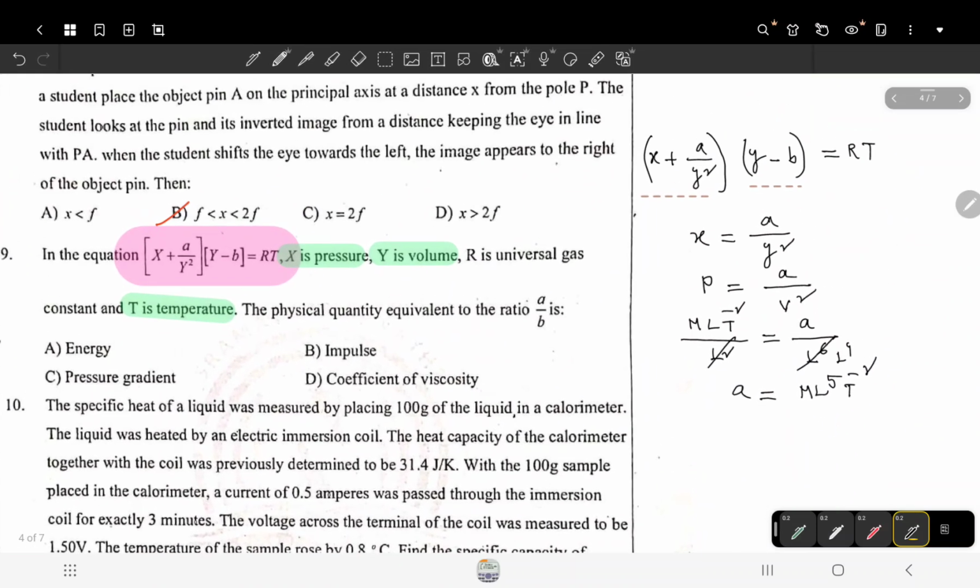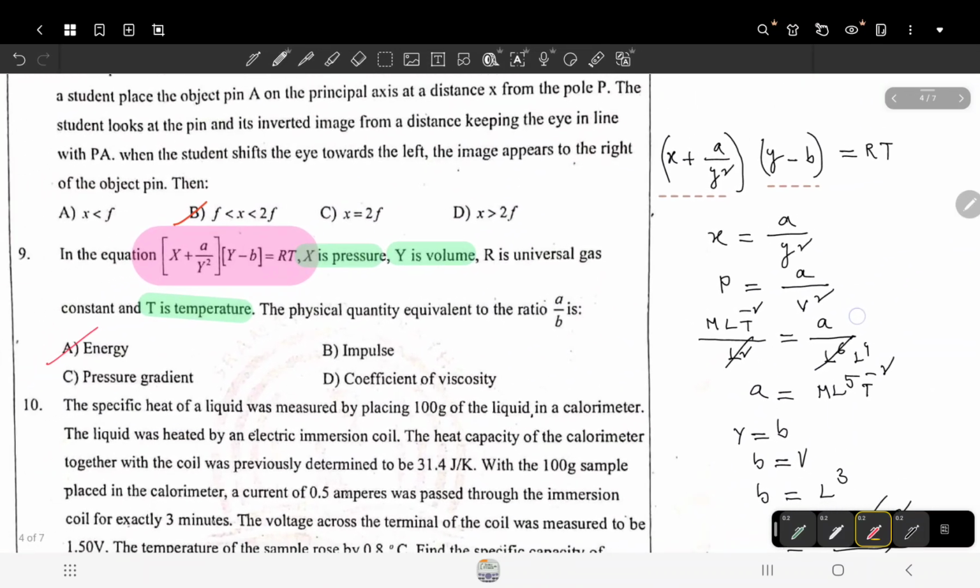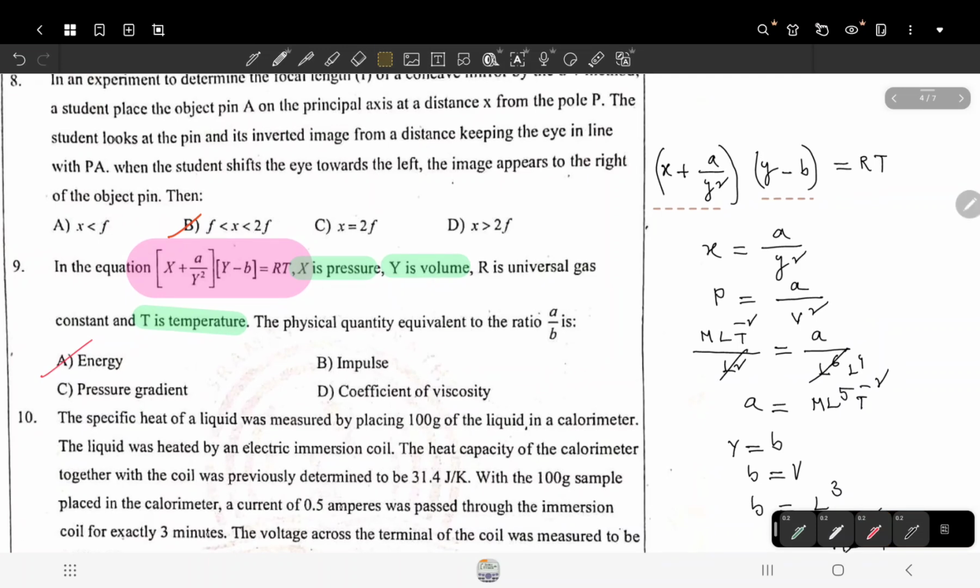And what about b? Here we know that y and b both have the same dimension. Therefore y is equal to b, and b is equal to volume, so I have l cubed. Therefore he is asking a by b. If I write it as a by b, that is m l power 5 t power minus 2 by l cubed, that will be cancelled, and that will be equal to m l squared t power minus 2. m l squared t power minus 2 are the dimensions of energy. Therefore the answer for this question is option A, right? So that's for the 9th question. I think that's clear.